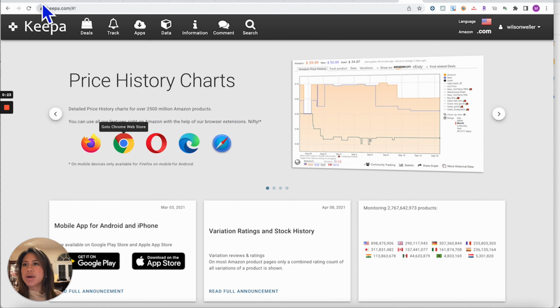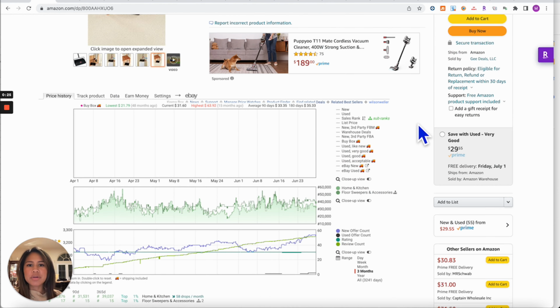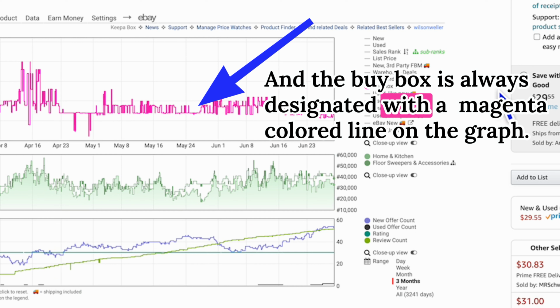Okay, so I think the best way to know whether or not you have a very good profitable product is to just start getting into looking at some Keepa charts. I'm going to start from the very beginning. A Keepa chart consists of 3 different charts. There's going to be the top chart, which is going to show you, I'll start adding in the tabs here, the buy box. And the buy box is always designated with a magenta colored line on the graph. And then next, it's going to show you sales rank, which is always going to be designated by the green.